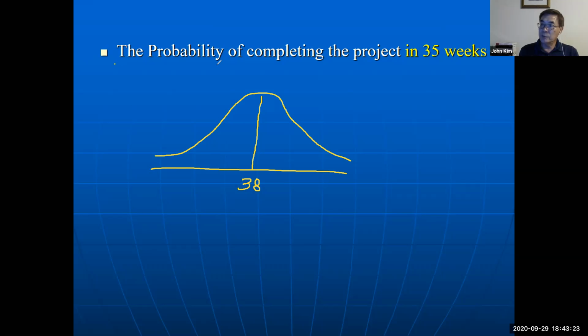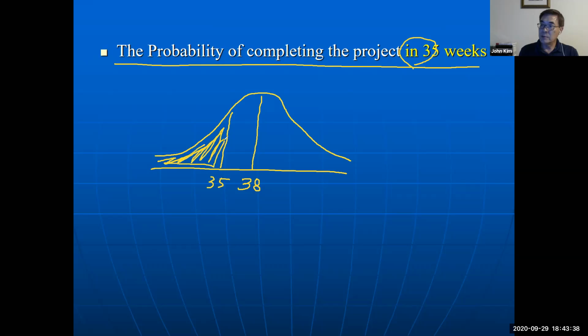Then the question is the probability of completing the project in 35. So 35 is here, and this area. So it can be 35, it can be 34, and so on. So we find this area probability.